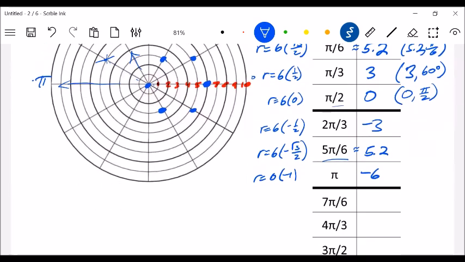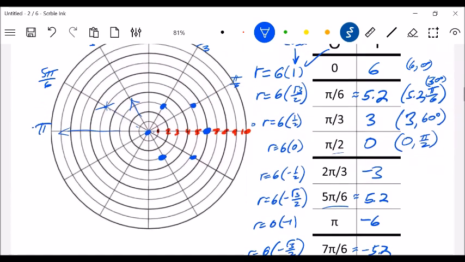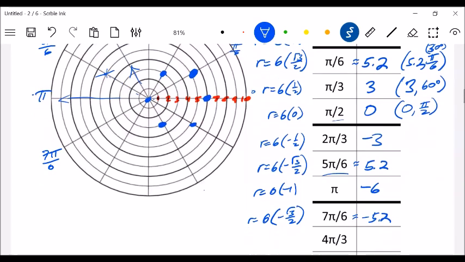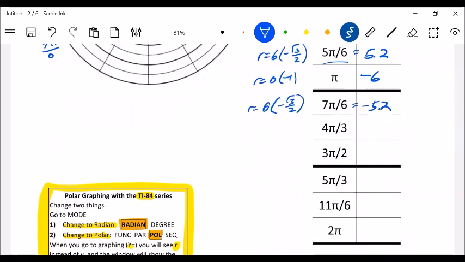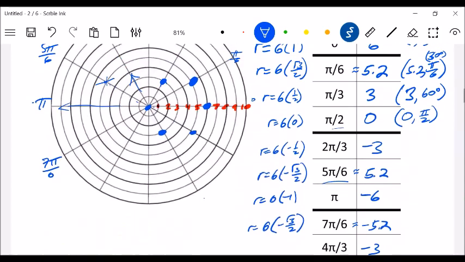Now, when I do 7 pi over 6, that's r equals 6 times negative root 3 over 2, that's approximately negative 5.2. Well, all that does at 7 pi over 6 is get us over to this circle here. And each one of these, as we keep going around, will just repeat one of those others. All right, so I'll give you what those are. You can make sure that you understand how to get each one of these so that you can do it yourself. 5.2 and 6. Okay, now back to here.